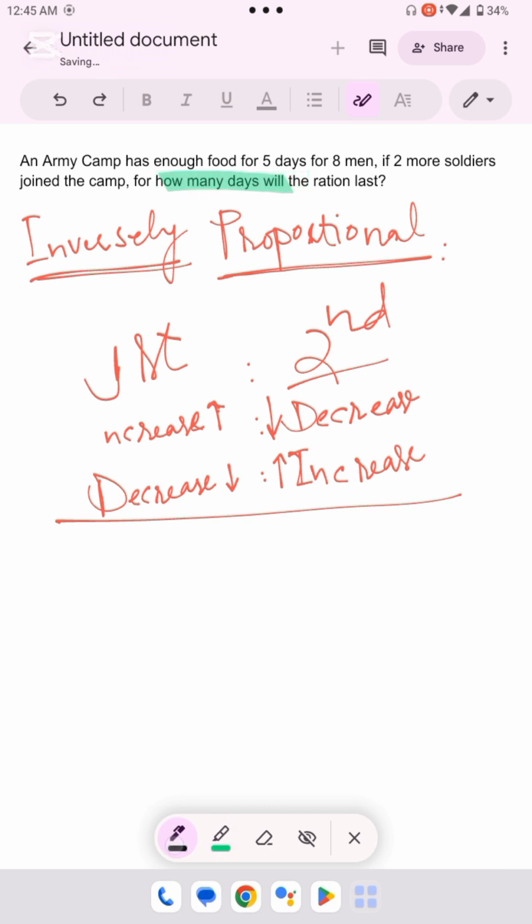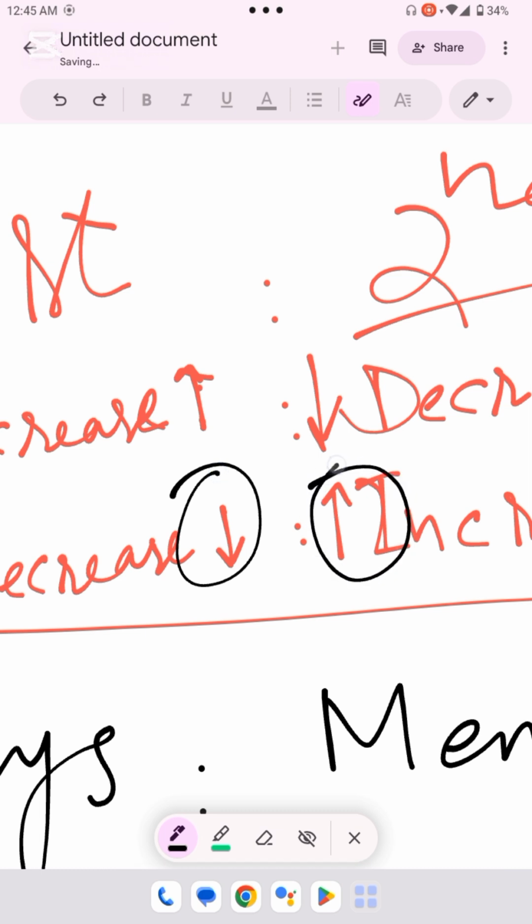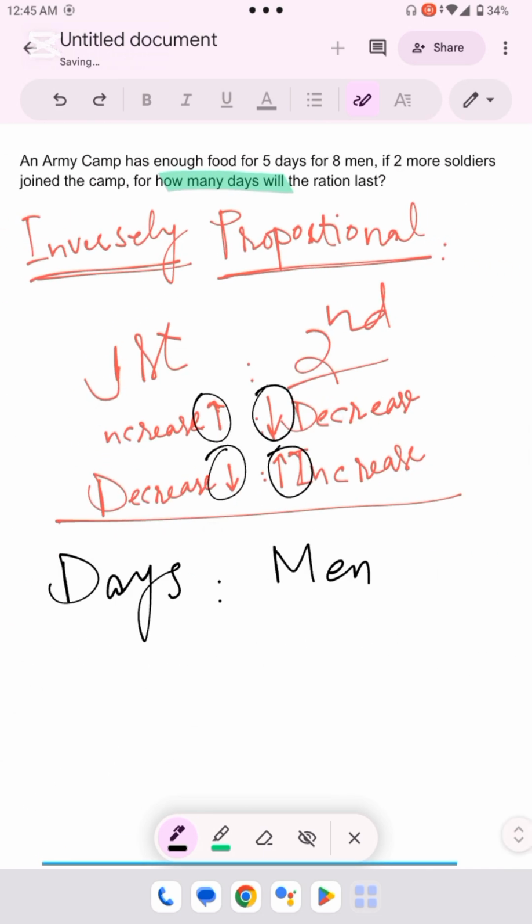So it has to be at the first place. Days has to be in the first place, and number of men should be on the second. And inverse proportional says, for example, if there are few men, then the food would last for more days. If men are fewer, then the food will last for more days, and if men are more, then the food will last for fewer days. So the relationship between them is inverse.